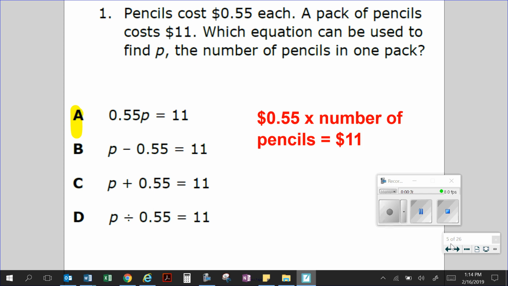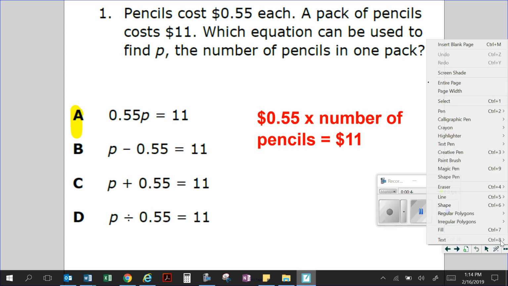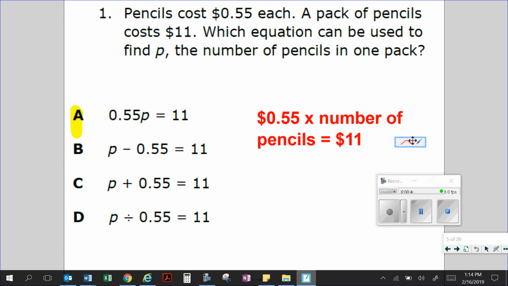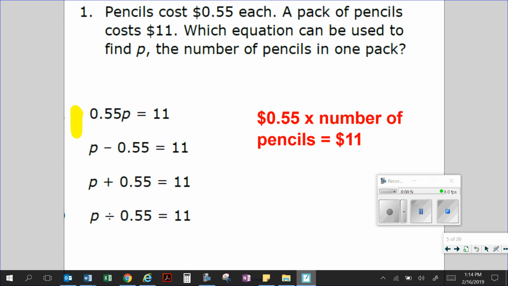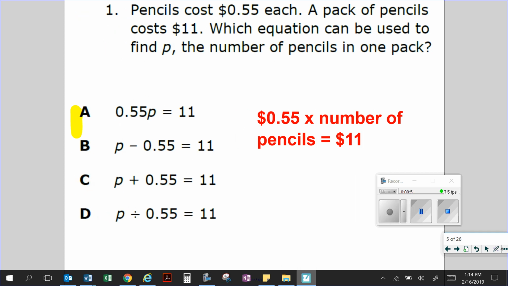It's a multiplying relationship. So how do you write it as a multiplying relationship? Well, you multiply 55 cents times the number of pencils. This is showing a multiplying relationship right here. That's why it's A.